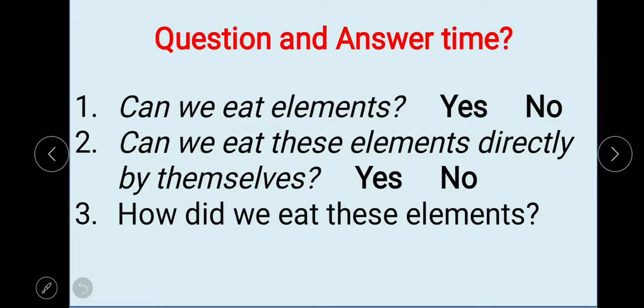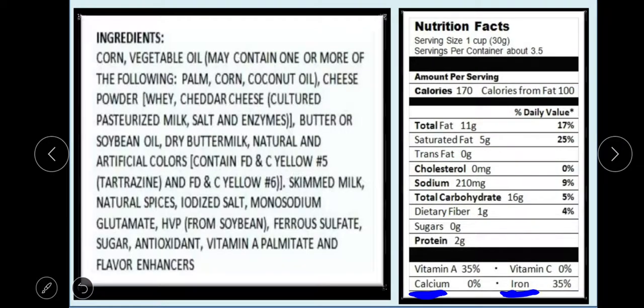Let's proceed to the second one. Can we eat elements directly by themselves? And of course, the answer is definitely no. You cannot eat elements alone by themselves. For example here, calcium. Am I eating calcium alone? Or am I eating calcium by itself alone? No. It must be present in something else.